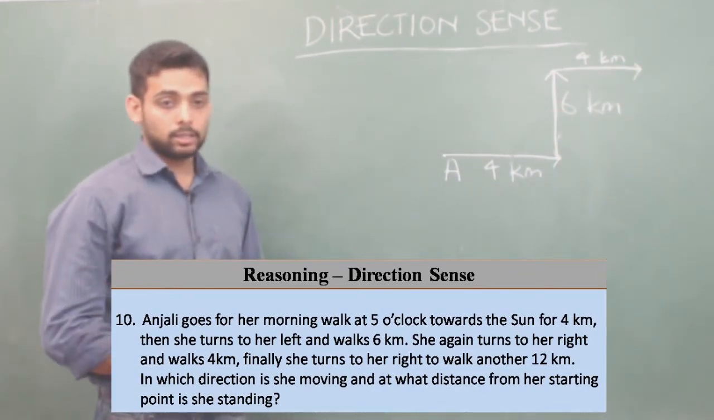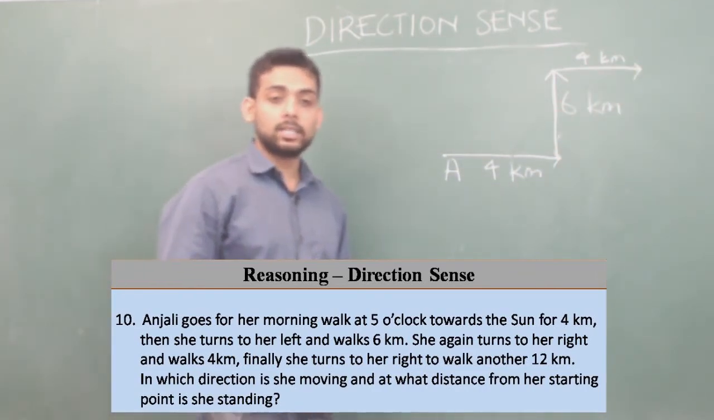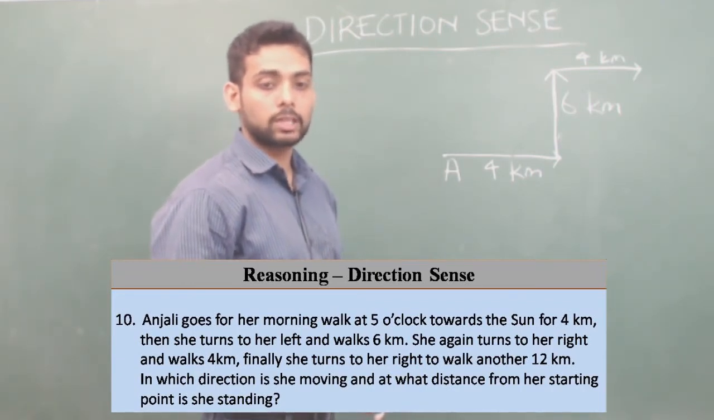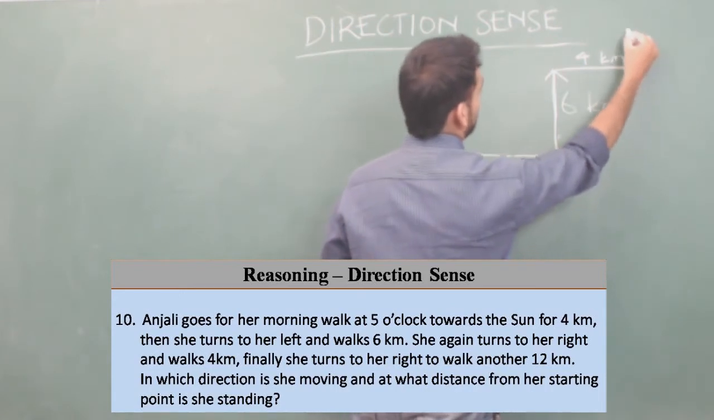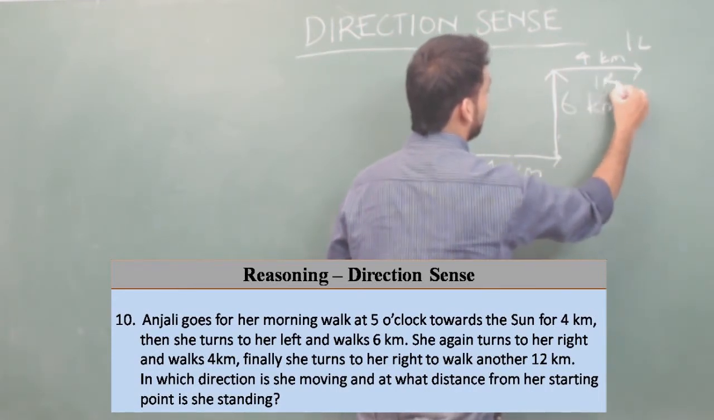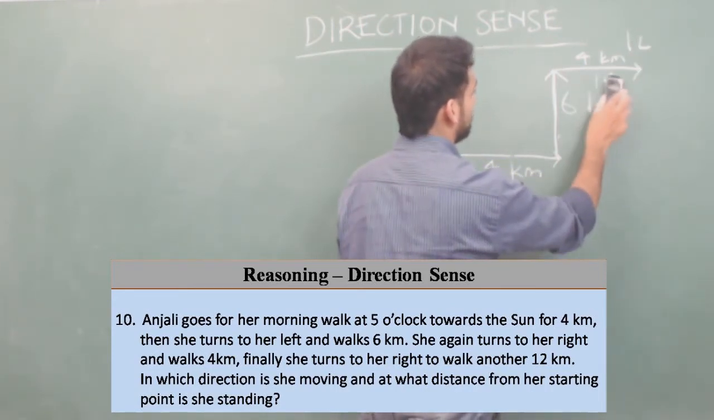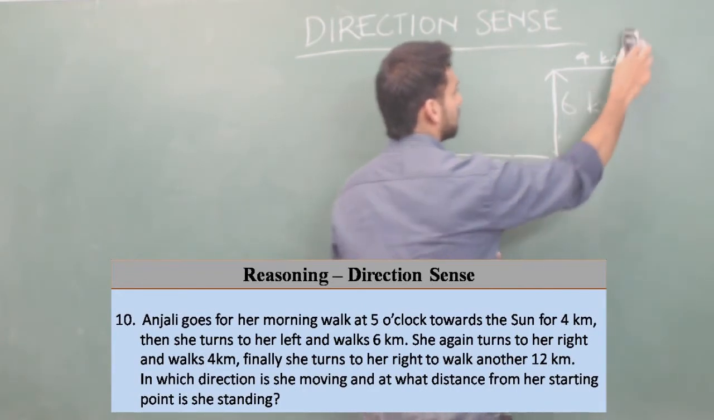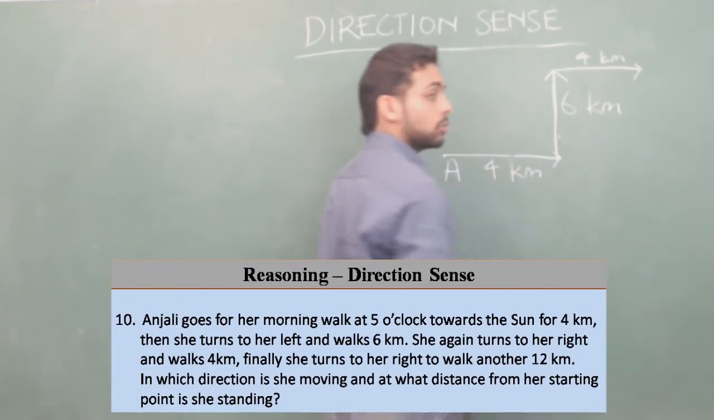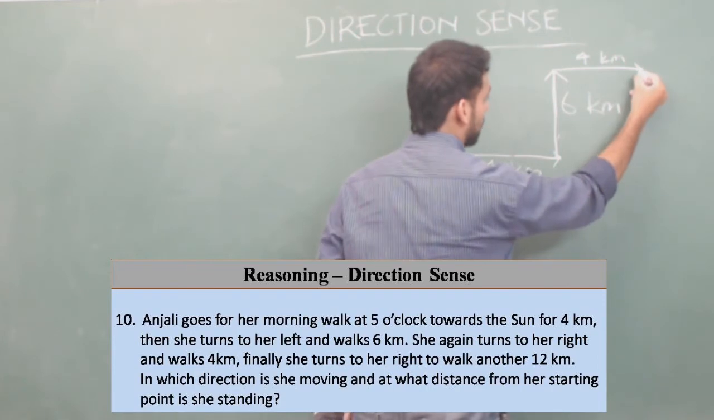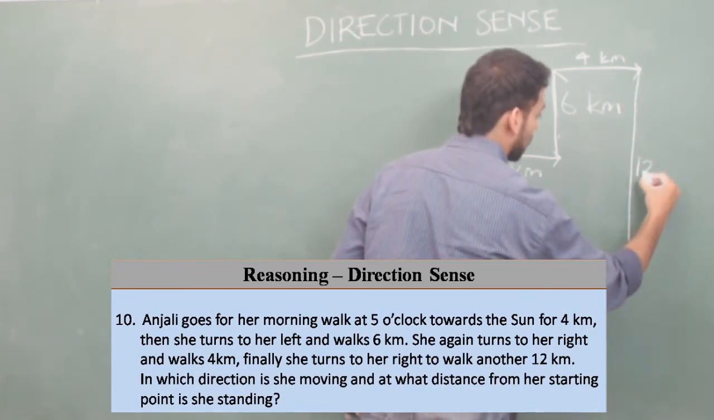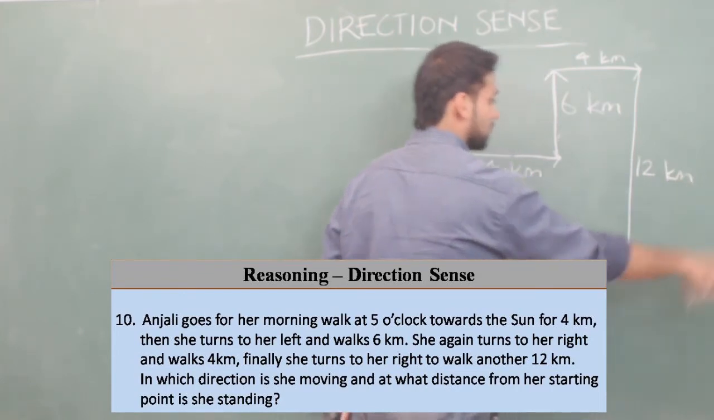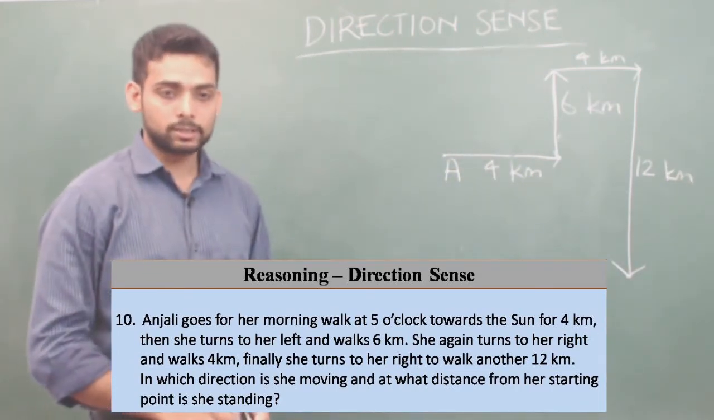Then finally she turns to her right and walks another 12 kilometers. Again, when she is moving towards the east, this is her left, this is her right. Okay, so she turns towards her right. She turns towards her right, that means she starts moving south. And she walks for a considerable distance of 12 kilometers.